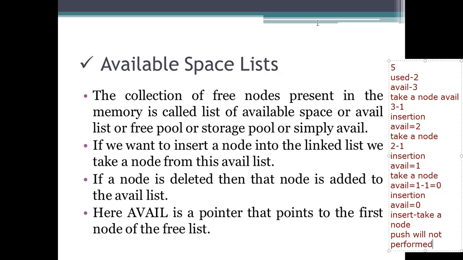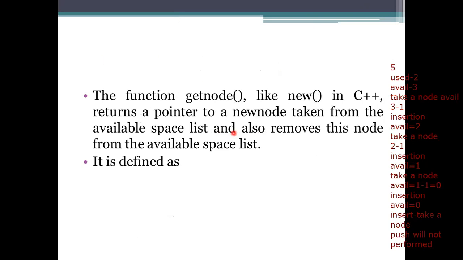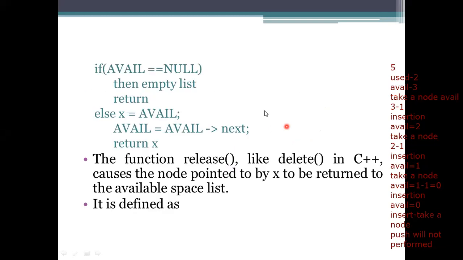So how am I going to specify this? We are taking avail as a pointer here, and there is a piece of code which we are representing. First, we need to take a node. I am using a function which is getnode. Getnode is used for creating a node, which is equivalent to the new operator, as specified in the earlier class. So first check if avail is equal to null.